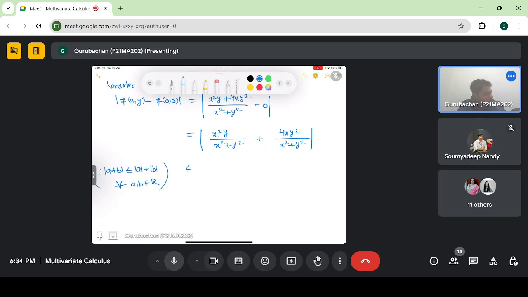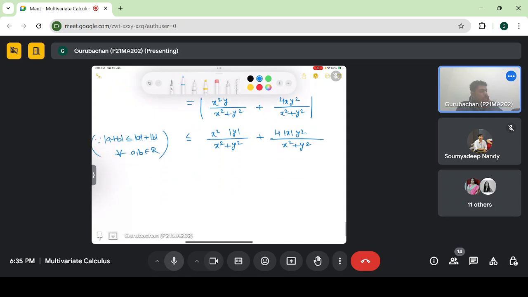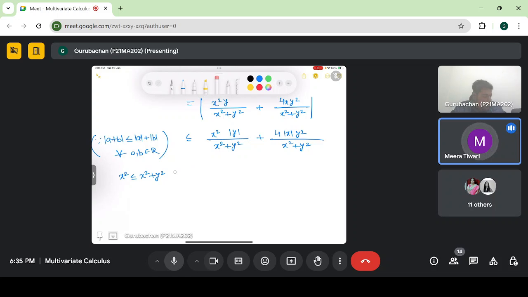So it will come out to be x square mod y divided by (x square plus y square); since x square is positive and x square plus y square is positive, I am not writing mod on it. Next is 4 mod x y square divided by (x square plus y square). Now we know that, can we say x square is less than or equal to x square plus y square? Does anybody have any argument regarding this inequality? Since y square is positive and x square is positive, absolutely correct. Adding a positive quantity, it will be less than or equal to. So we can see that the square root of x square plus y square less than delta gives x square plus y square less than or equal to 1.